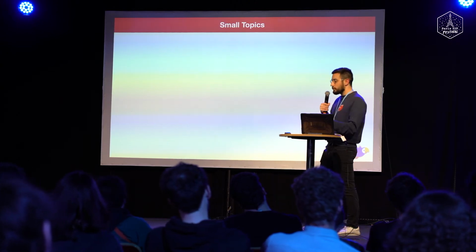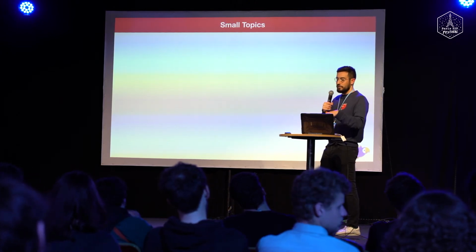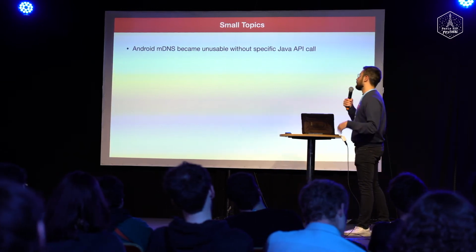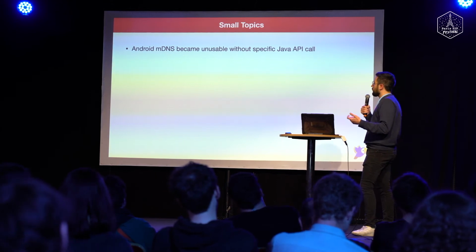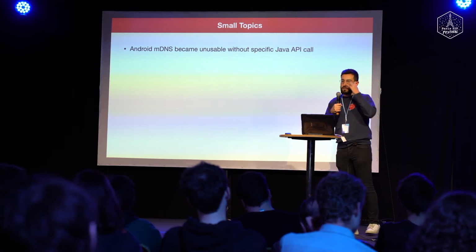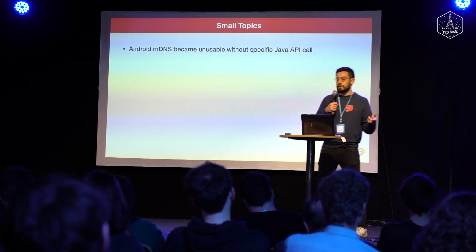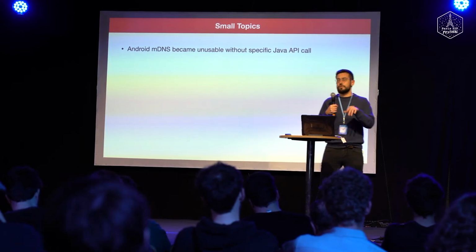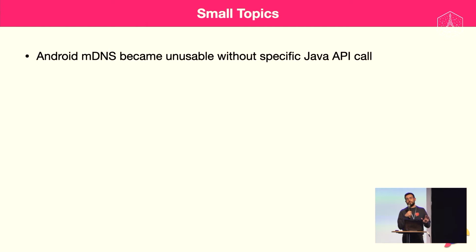There are also other small topics that I will not discuss too deeply. The first small problem we found is that Android mDNS becomes unusable without a specific Java API call. This happened for us especially in Go Mobile. We actually need to connect to the native API on Android to find the interface addresses.